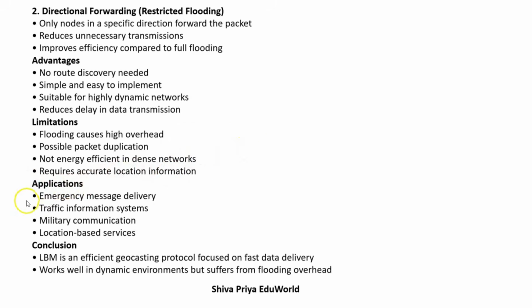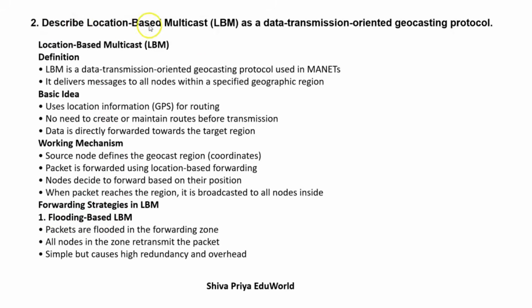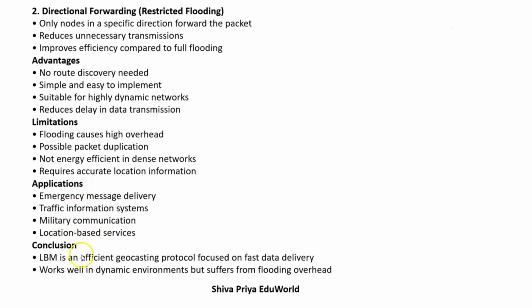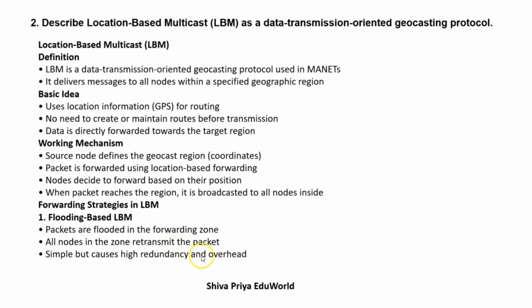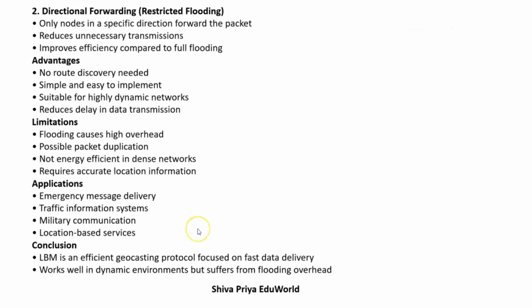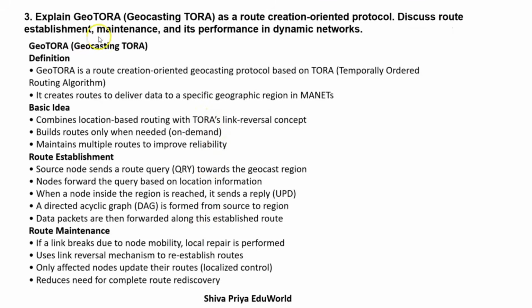The applications where we use this are emergency message delivery, traffic information systems, military communication, and location based services. We use this location based multicast. In simple words, location based multicast is an efficient geocasting protocol focused on fast data delivery, and it works well in dynamic environments but suffers from flooding overhead. This is the biggest disadvantage of location based multicast. Clear? Let us move to the next question.